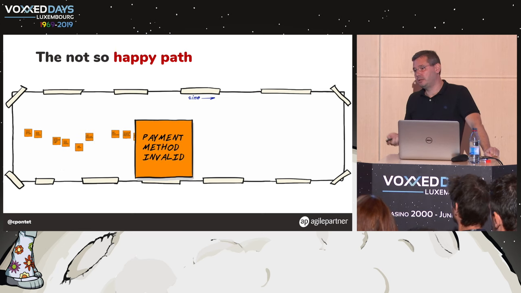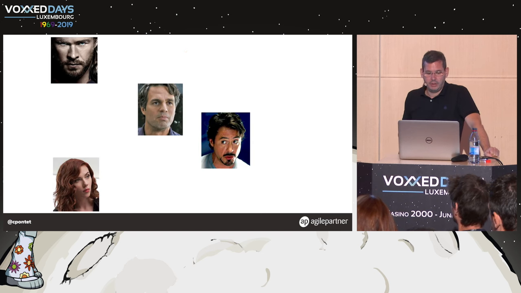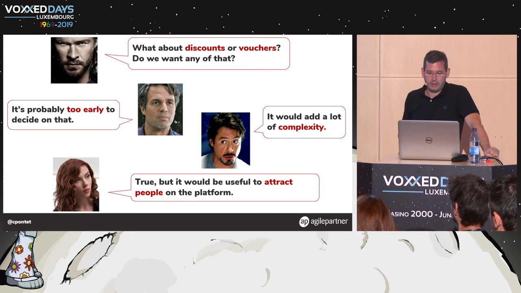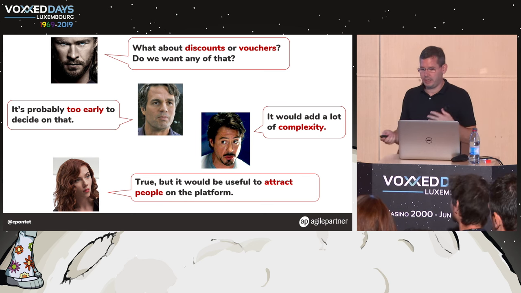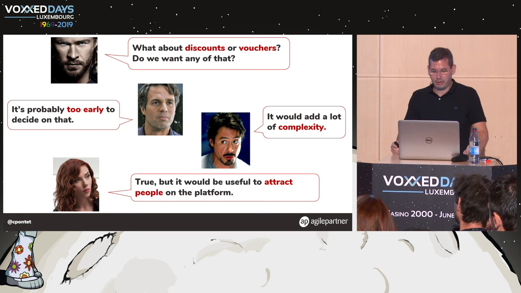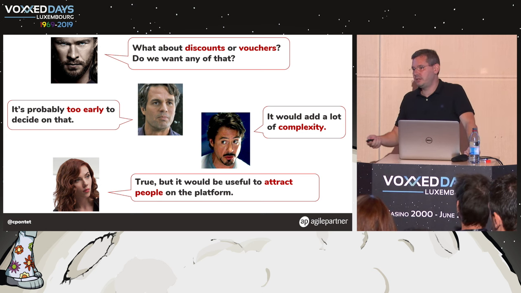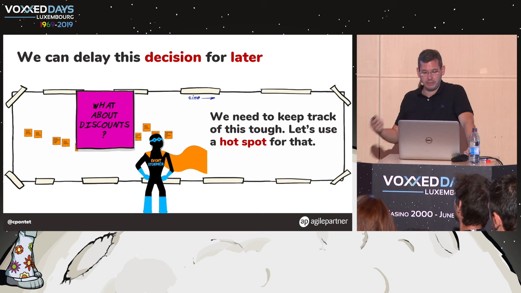And the payment method could be invalid, wrong credit card or something. So it's important to follow that. And then some questions arise. Yeah, what about discounts and vouchers and things like that? Do we want to do that now? It's going to be very complex. We don't really have a strategy for that. Maybe we can... It would be interesting business-wise, but maybe we want to leave that for later on.